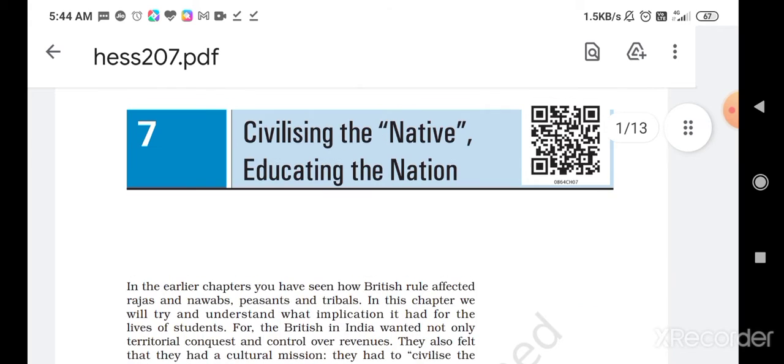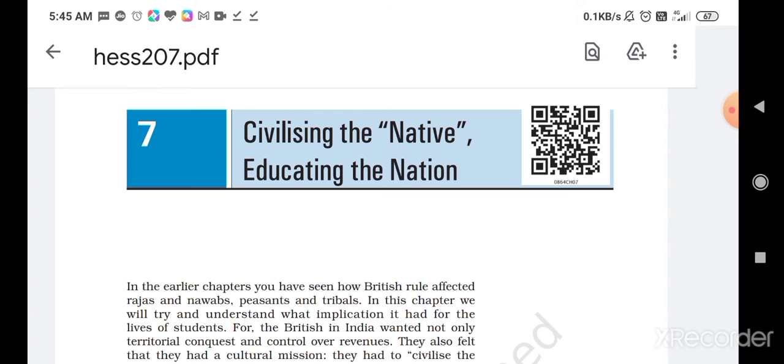Now let's begin with the heading's name. So we know educating the nation. What does educating the nation mean? Educating the nation means to educate the country, the nation, India, obviously, as we are studying Indian history. Then civilizing the native. What does civilizing the native mean? First of all, the term native means a person who belongs to a particular country. That person will be known as the native of that country. If I was born in India and I lived here too, I am a native of India. That is what the term native refers to.